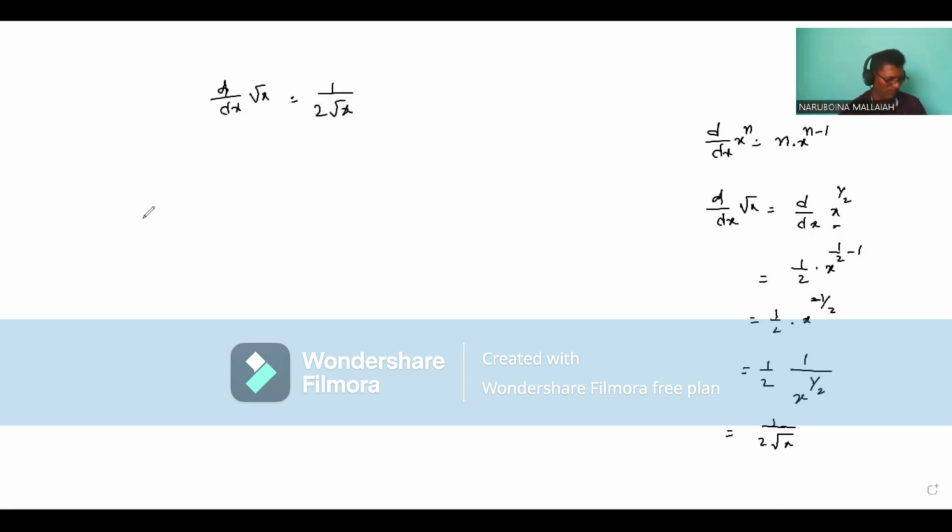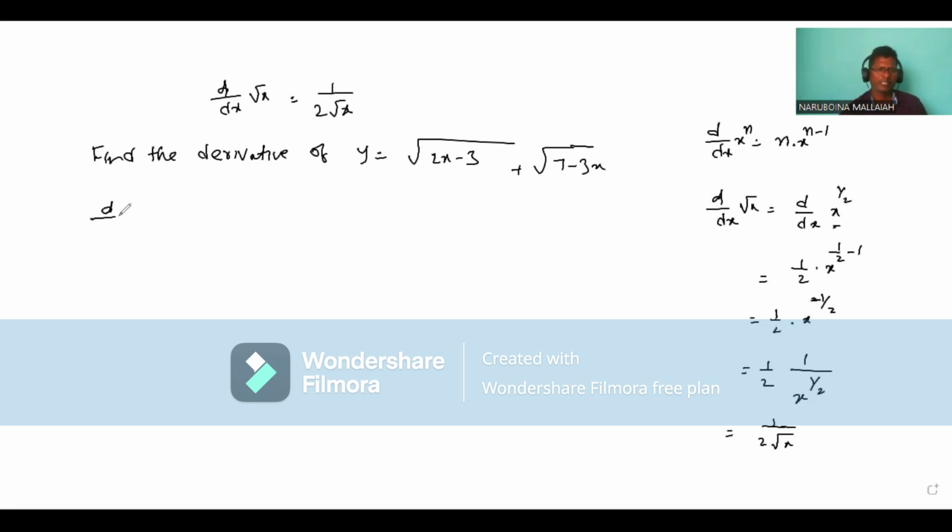So let us solve this question. Find the derivative of y is equal to square root of 2x minus 3 plus square root of 7 minus 3x.